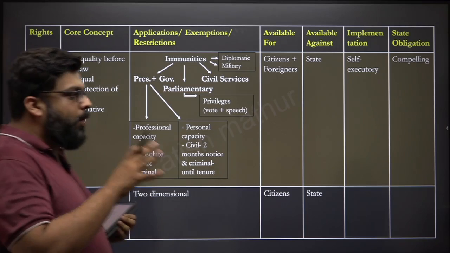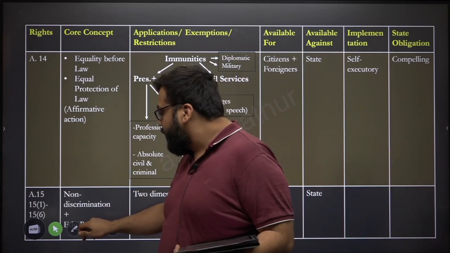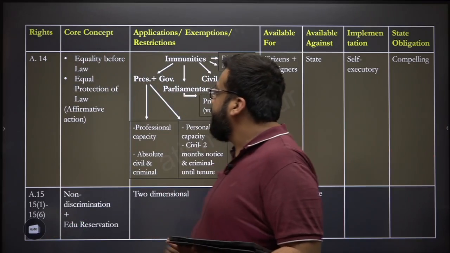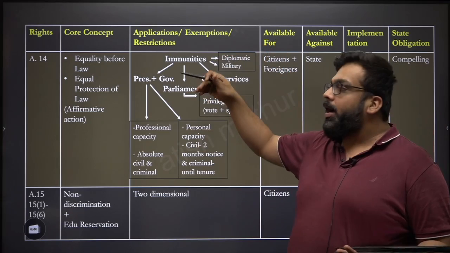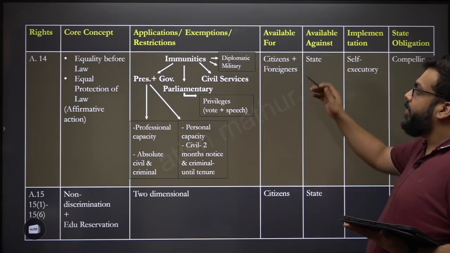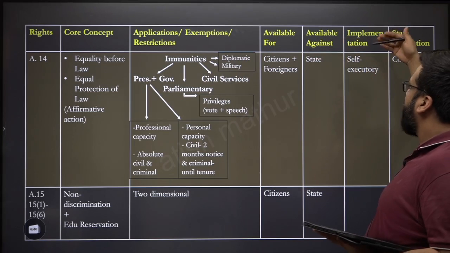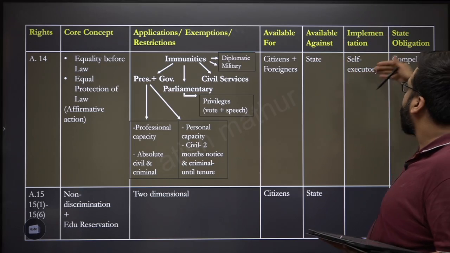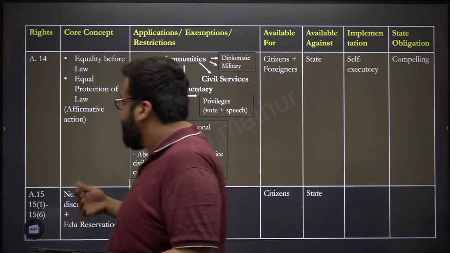Right, so how we're going to go about this is, we'll look at the right, we'll understand the core concept related to the right, we'll see if there are any applications, exemptions or restrictions originating from the right that are relevant to the exam. We'll understand what the right is available for, who the right is available against, how the right gets implemented, and what kind of an obligation the right creates on the state.